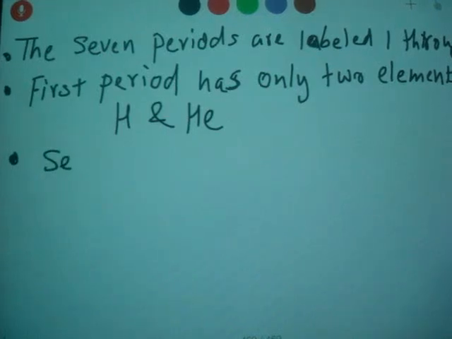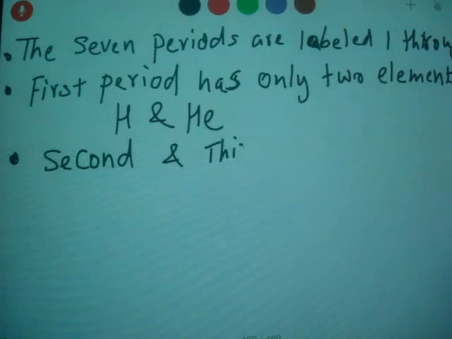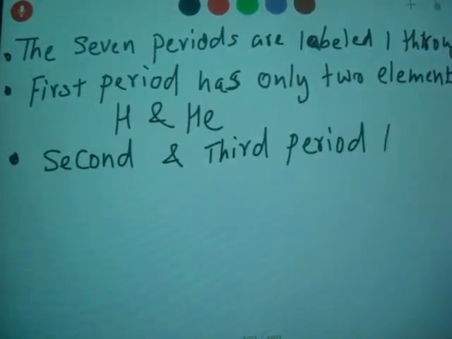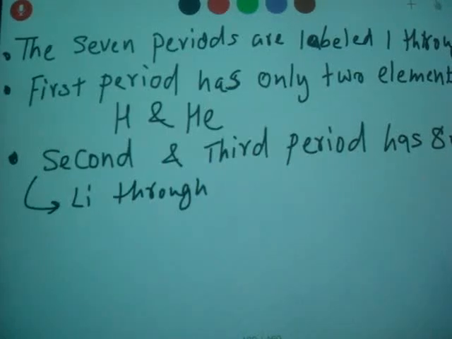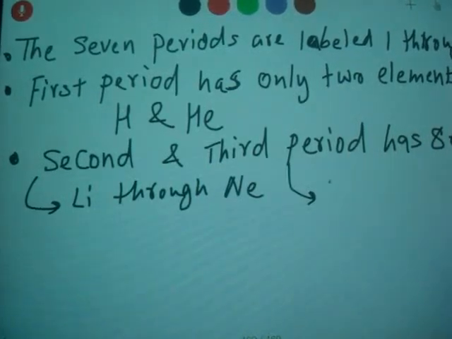Second and third: the third period has 8 elements. The second period has lithium through neon when you look at the periodic table, and the third one is sodium to argon.